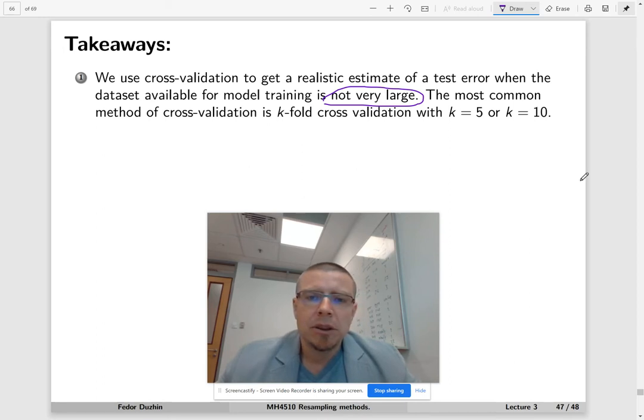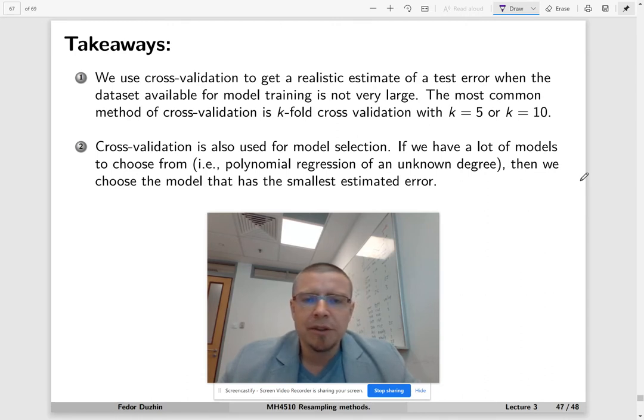So cross-validation allows us to estimate a test error, and it also allows us to do model selection, right? If we have a family of models parameterized by some hyperparameter, like polynomial regression of an unknown degree, or k nearest neighbors parameterized by k. In the future we'll see that other models, like decision trees, support vector machines, and artificial neural networks, also have hyperparameters that can be fine-tuned using cross-validation.